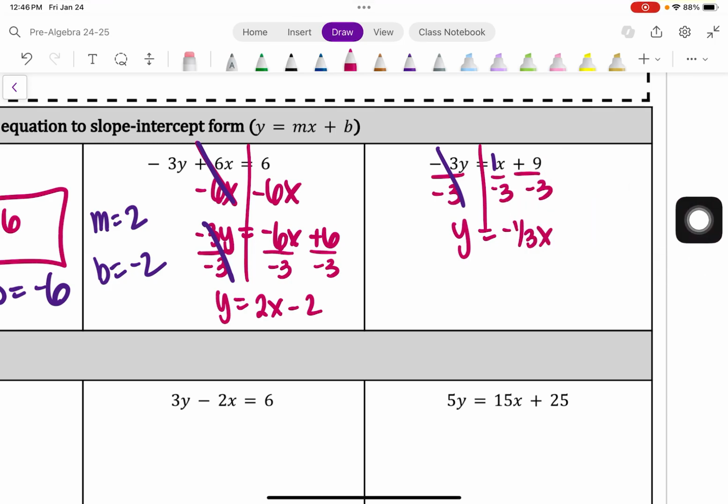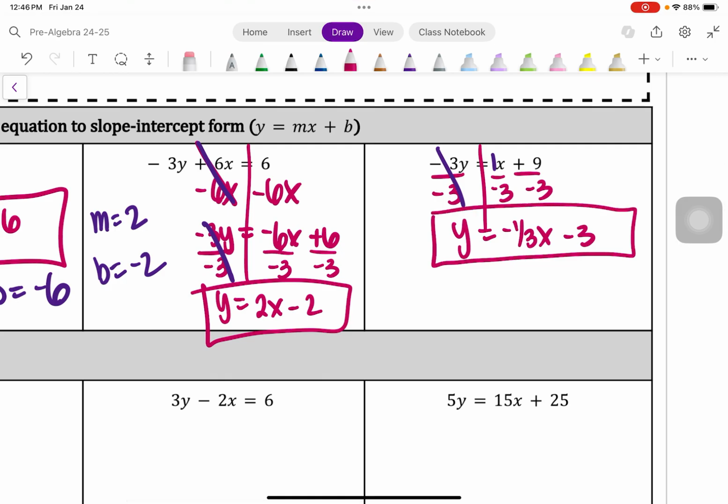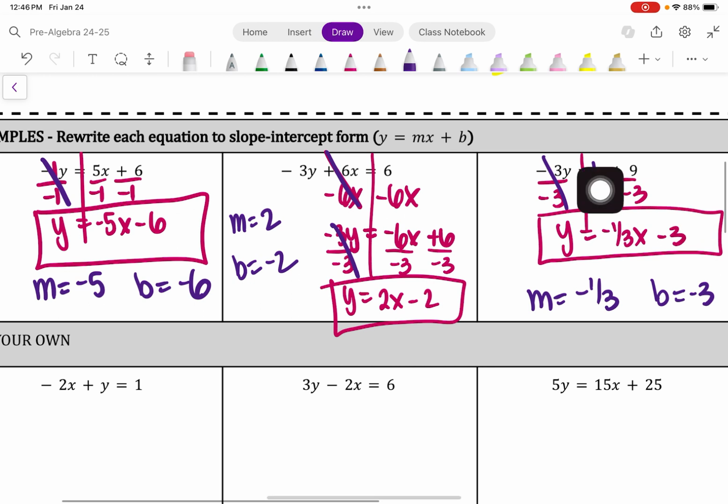9 divided by negative 3 is negative 3. Oops, forgot to box this one over here. I'm going to box this one. That's my final answer. My slope, just to refresh our brain, is negative 1/3, and my y-intercept is negative 3.